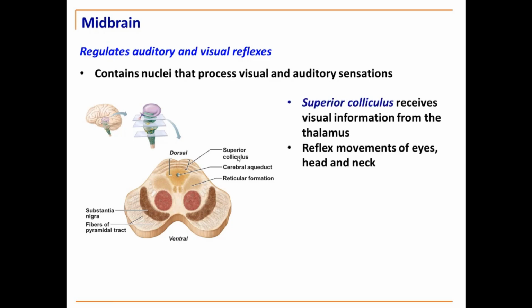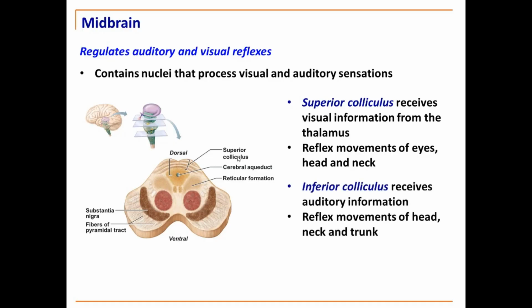Now the superior colliculus receives visual information from the thalamus and leads to reflex movements of the eyes, neck, and head. So in other words, if you get very, very bright lights coming in, then that causes you to turn your eyes, your head, and your neck away from that very bright light, for example. And the inferior colliculus does a similar thing, but this time with auditory information. So if you get very, very loud noises, you get reflex movements of the head, neck, and trunk to move away from that very loud noise. So those are the couple of reflexes that you have there. Superior colliculus is visual and inferior colliculus is auditory.